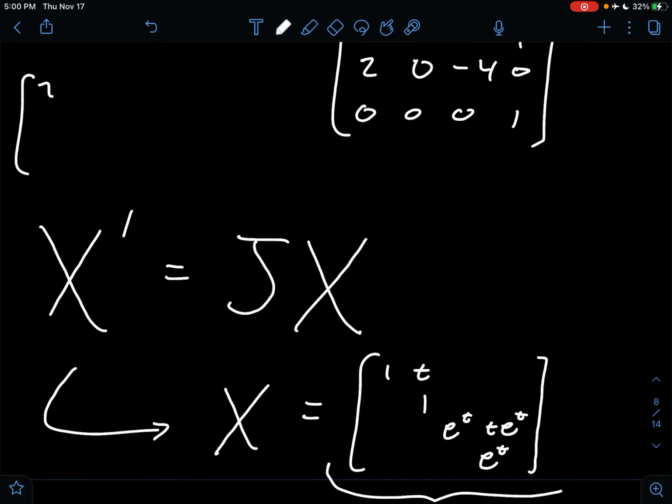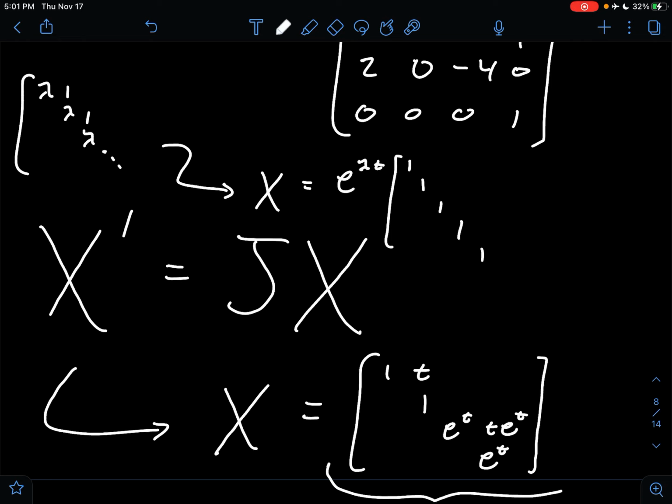How do we do this? We recall from lecture that if we have a Jordan block with lambda on the diagonal and 1s above it, then the X block corresponding to this Jordan block is going to be e to the lambda t times a matrix with 1s on the diagonal, then t, then one half t squared, then one sixth t cubed, and on and on. Taylor things.